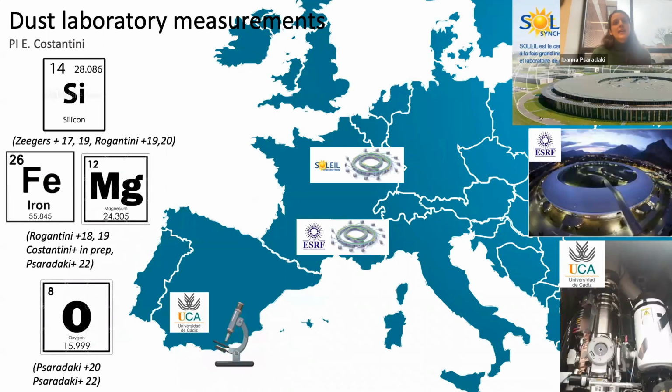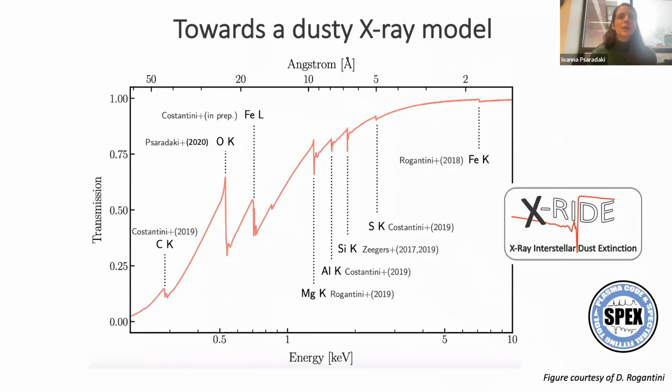In the literature, there are already some models, such as those of Li et al. But what we needed was a more self-consistent dust extinction model that accounts for all the photoabsorption edges. For this reason, we went to the laboratory. This was a group effort at Electra, and we measured all these elements: silicon, iron, magnesium, and oxygen. And this was used to build a unified dust extinction model.